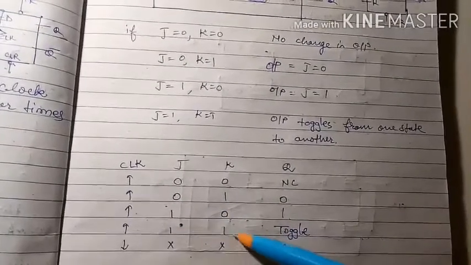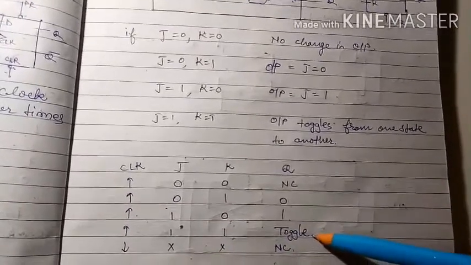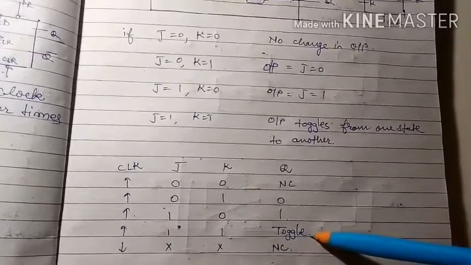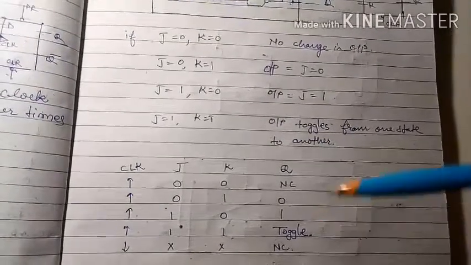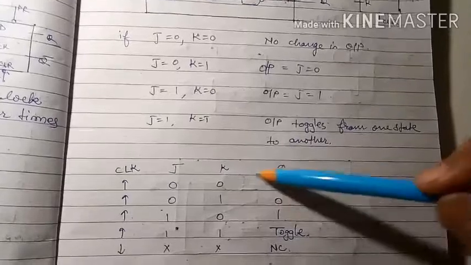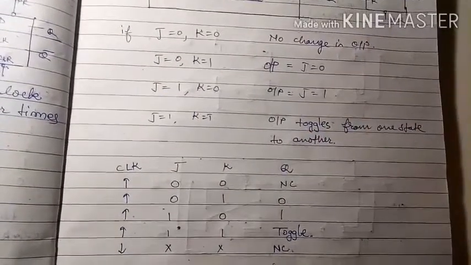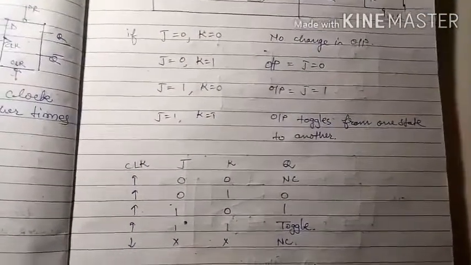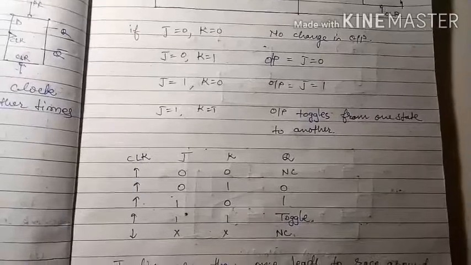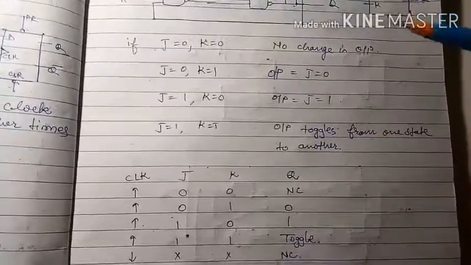When both inputs are 1 along with the clock high, then the toggle condition is obtained. That is the changing of output state from 1 to 0 or 0 to 1. So this flip-flop avoids the indeterminate condition. But here, what happens when toggling more than once occurs?